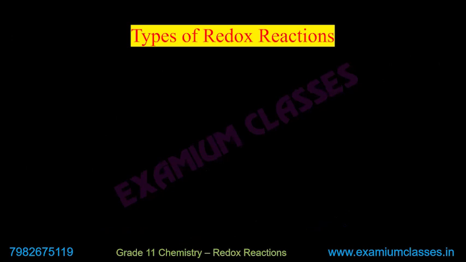Now the types of redox reactions. A few of these types you have already done in your previous classes, for example combination reaction and decomposition reaction, you know already. But in redox, the concept is specifically related to when oxidation and reduction both are happening. So we will be talking only about those combination reactions which are actually redox reactions, meaning reduction and oxidation both happening at the same time.